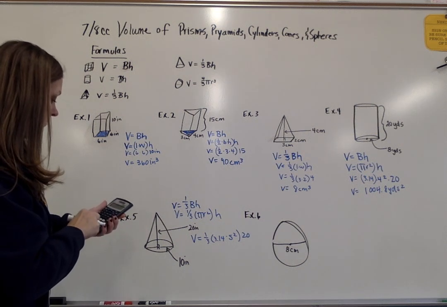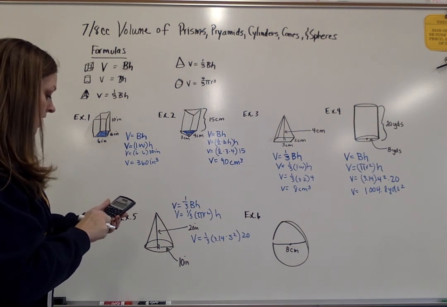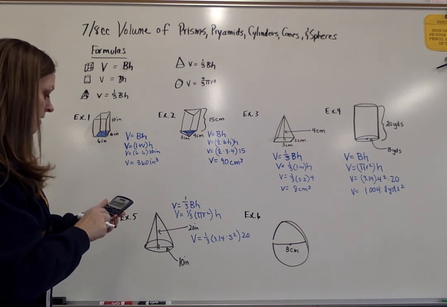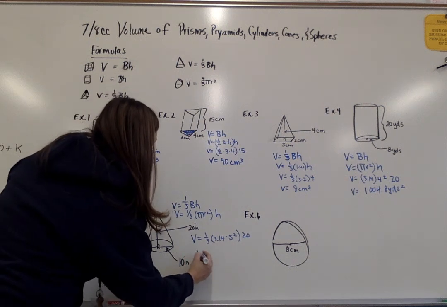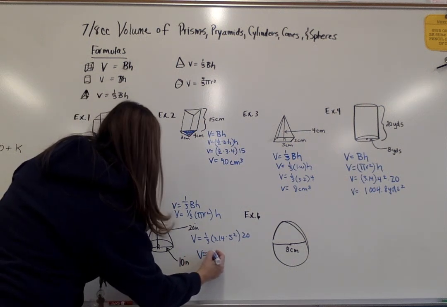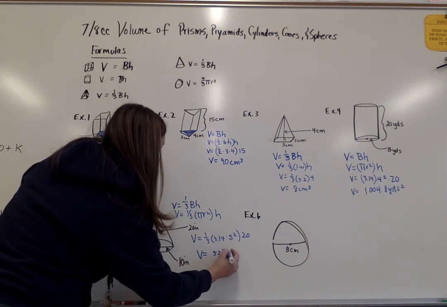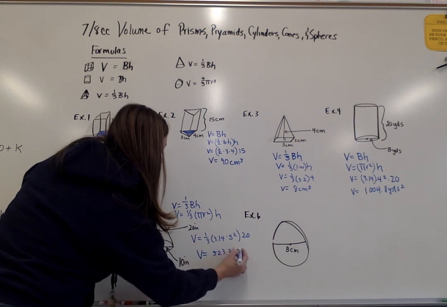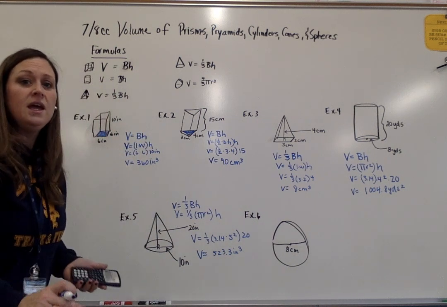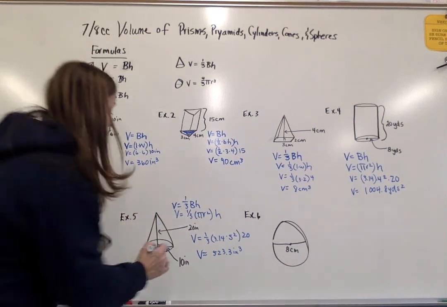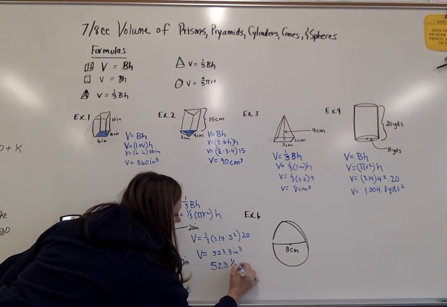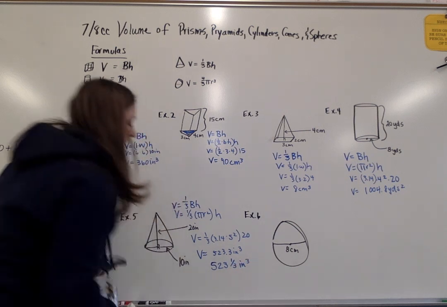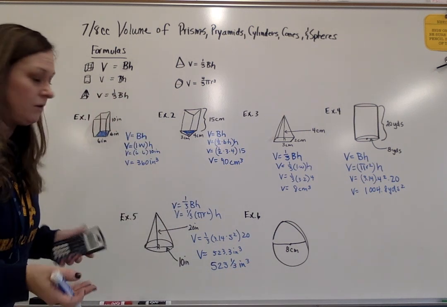So I have 3.14 times 25 times 20. And then I'm going to divide that by 3 or multiply by 1/3. And I get kind of a ridiculous number. So this is an approximate 523.3 inches cubed. Okay. If I wanted to be exact, because this is a repeating decimal, I write 523 1/3 inches cubed. But because I estimated with pi, it's kind of irrelevant.